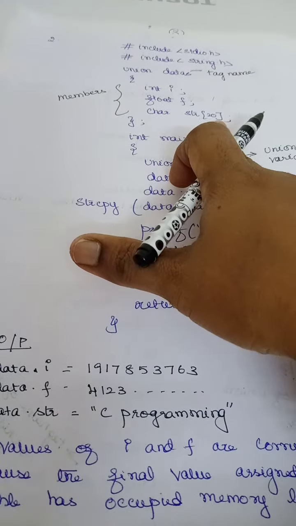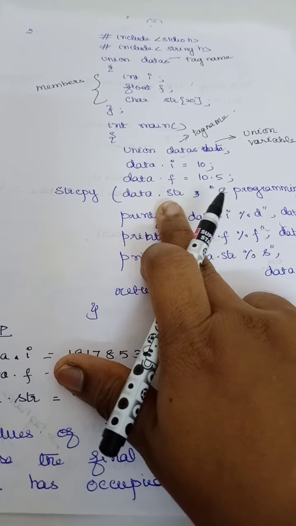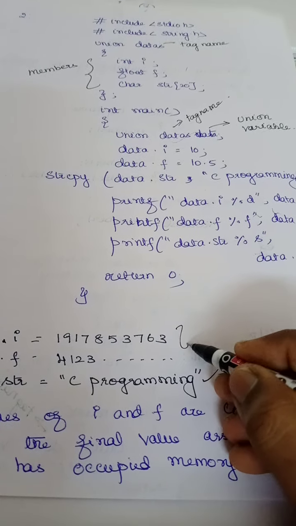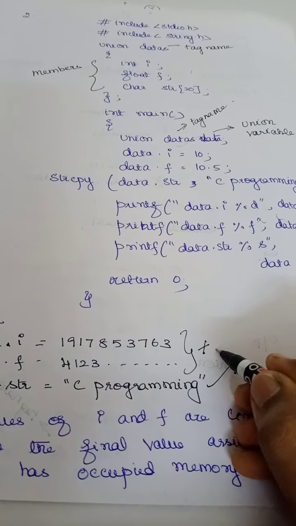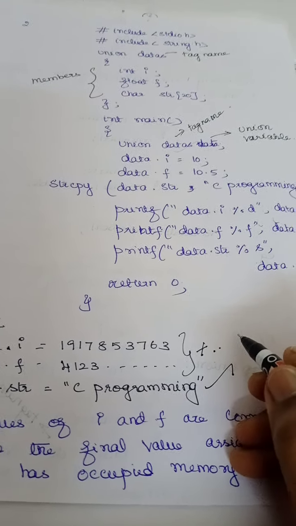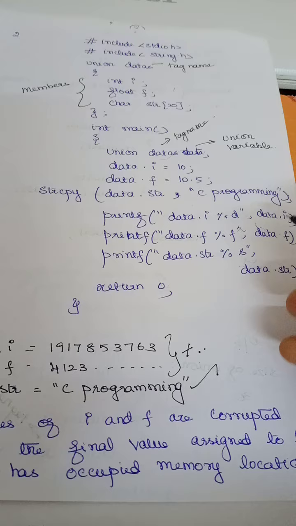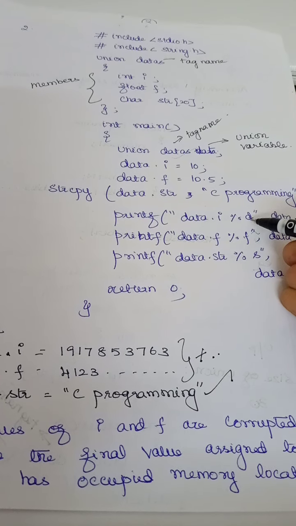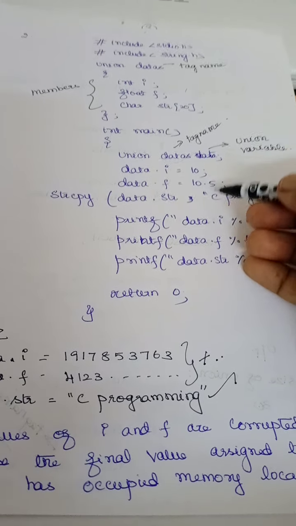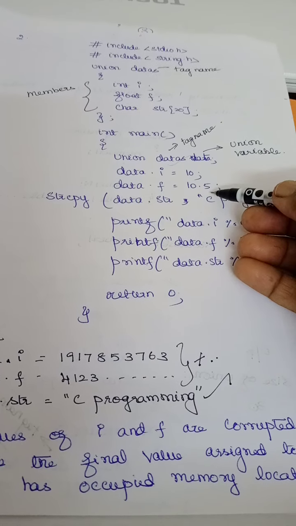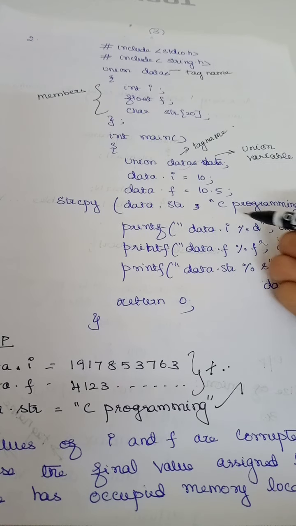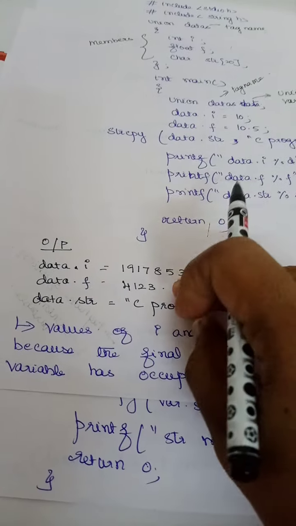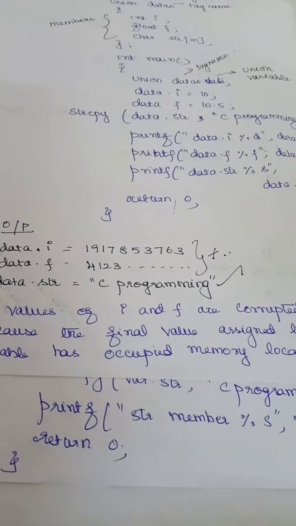So only the latest value is present. What is my latest value? Data.str is my latest value. Only that value will be present here. The remaining two values will not be there. That is why we say that at a time only one member can be accessed in a union. Here I am printing all three values at the same time. I have initialized all three values, so the 10 will be overwritten with 10.5, and this will be overwritten with what? C programming. That is why I have got some wrong values here. To indicate that, we have taken this example, right?